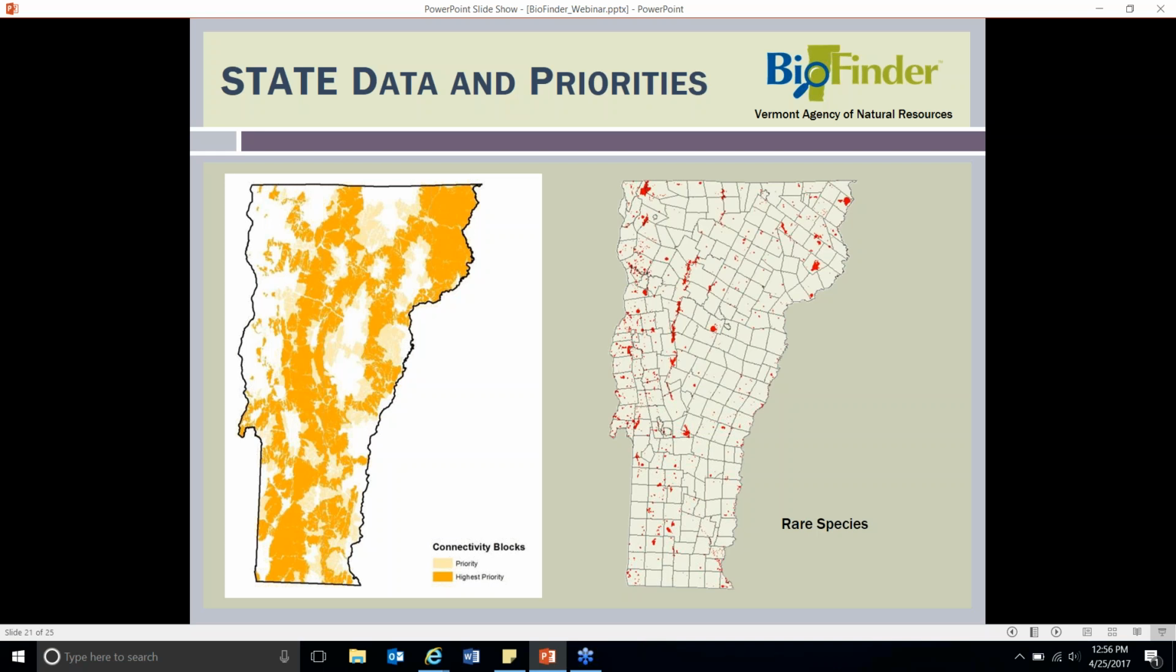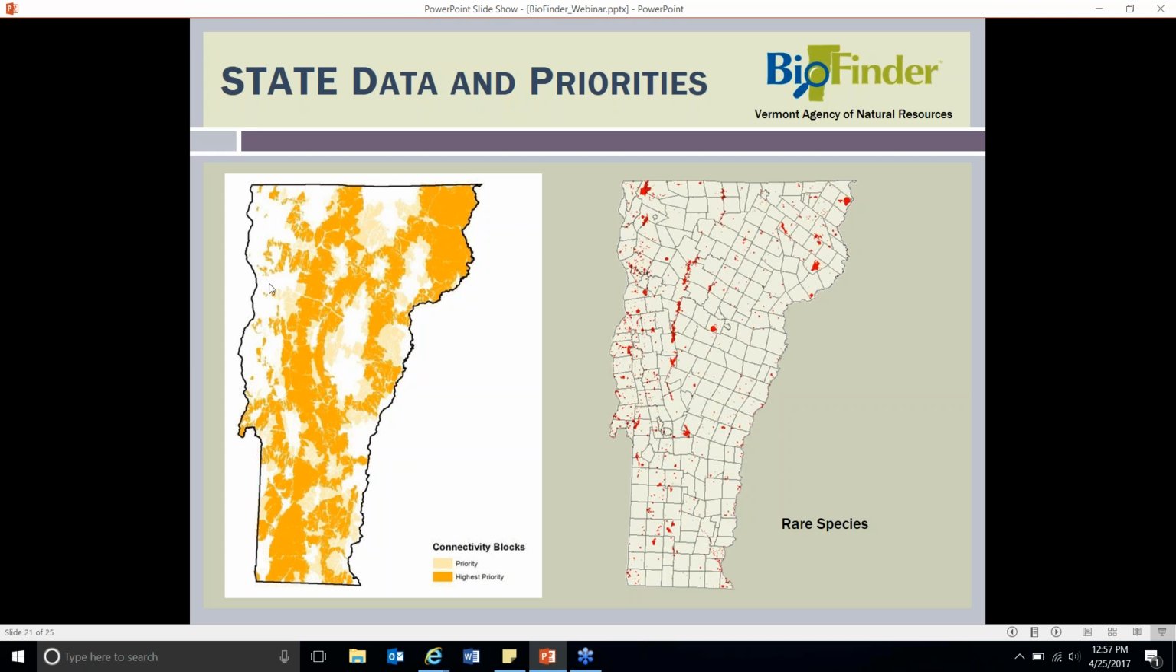The priorities as well, any of those priority data sets, are looking at priorities at the state level. So when we're looking at connectivity blocks, for example, this is looking at the way forests and undeveloped landscapes connect across the state. And our map is really looking all the way from the Berkshires up the spine of the Green Mountains and looking at connections into Canada, and going over from the Adirondacks into the Green Mountains and up into the Northeast Kingdom and beyond. We're taking these priorities at a state scale.